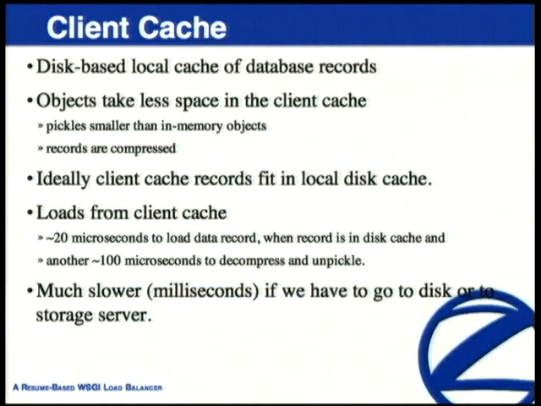And the object cache is per application thread. So if you have multiple application threads, you'll have multiple copies of the object cache. There's also a client cache, which is a disk-based cache of database records. We have this because database records are smaller than the objects in memory, and plus we compress them, which makes them even smaller.